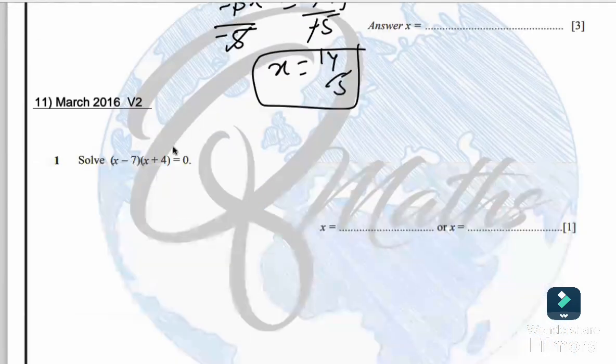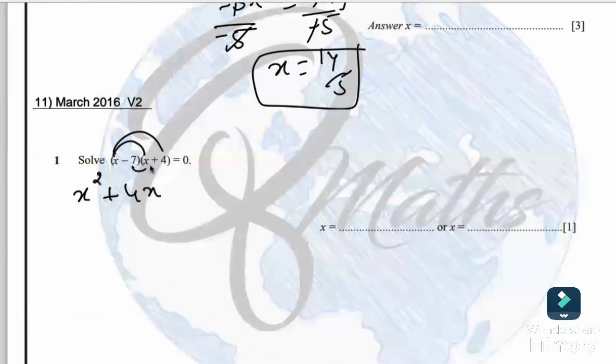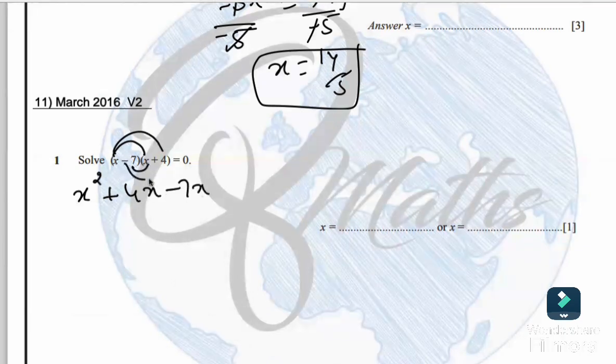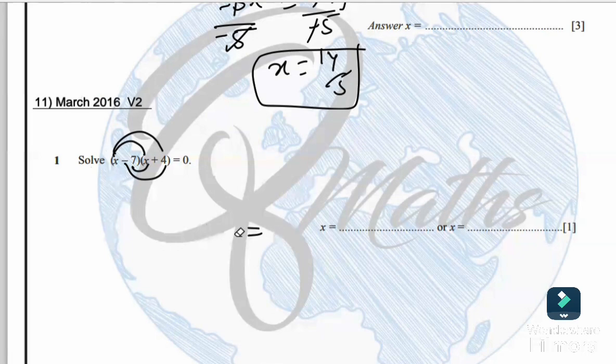So once again, it is the same thing. We just have to multiply from bracket to bracket, okay? Therefore, x square plus 4x and then minus 7x. Be careful with the sign. Minus 7 into plus 4, which is minus 28, is equal to 0. Therefore, x square minus 3x minus 28 is equal to 0, okay? Oh, okay. So we don't have to open up the bracket over here. I just understood this question the wrong way.